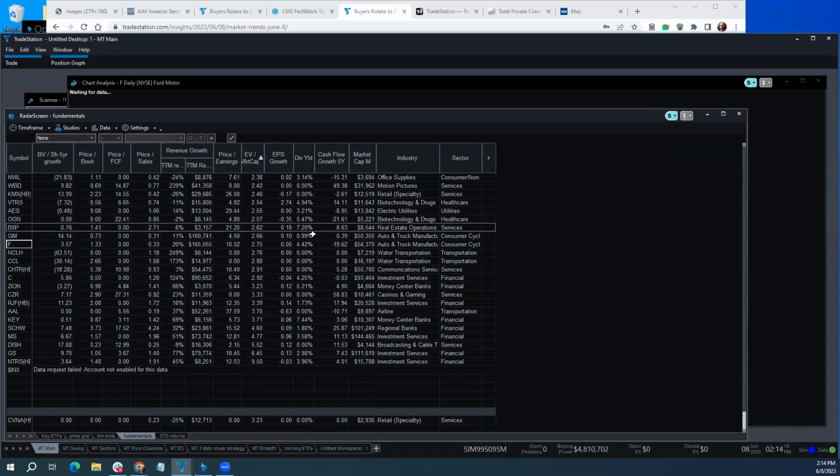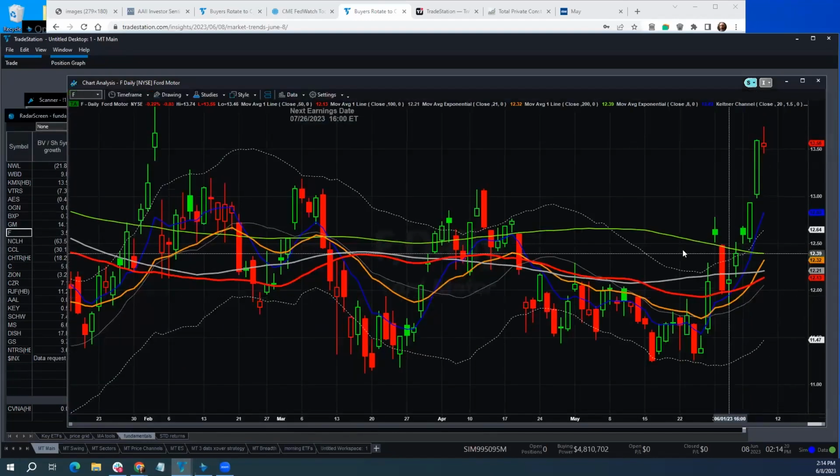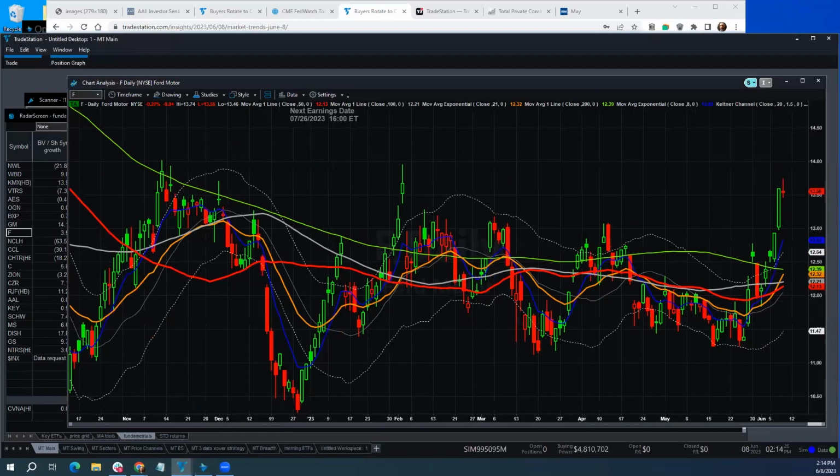These are some of the names that have that ability to squeeze, and they have been. Ford's been squeezing, which is kind of interesting. It tried to break this bearish, it looked like a bearish triangle, and then it just refused to break to the downside.